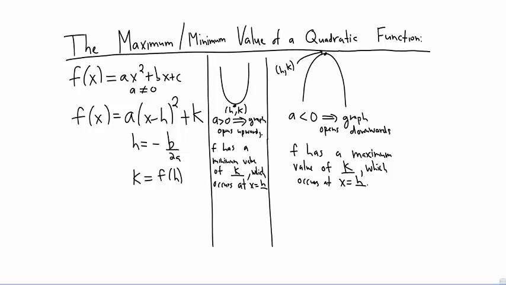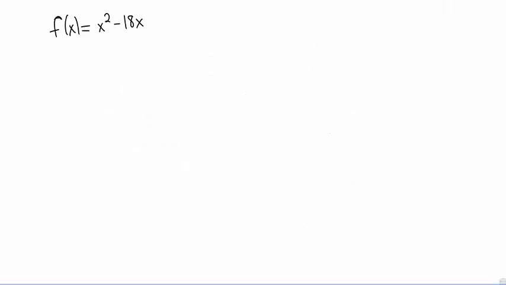Let's do a concrete example. Let's look at this example. The quadratic function f defined by the formula x squared minus 18x. First of all, what is the domain of f? Let's look at the formula that defines it. x squared minus 18x is defined for every real number x. So the domain is all real numbers, and in fact, that's true for every quadratic function.